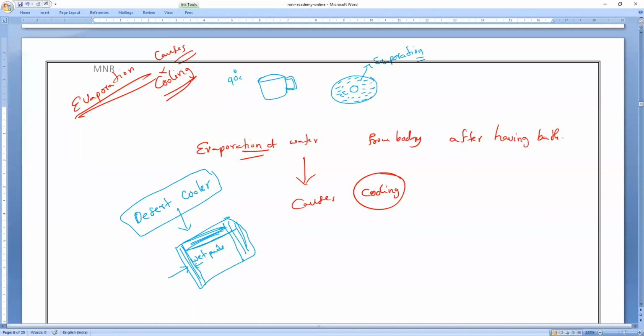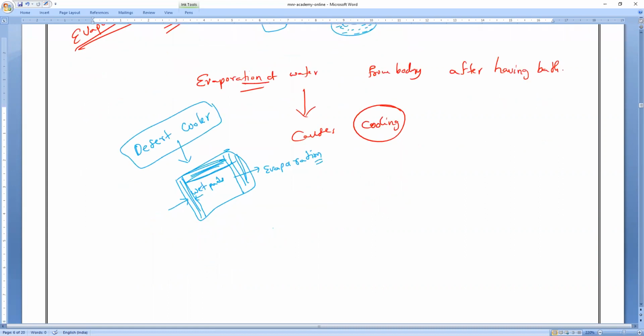wet pads, what will happen? Again, it will cause what, guys? Evaporation. Understood? So it takes the heat from the surroundings and we feel cool even in the hot season. That is the reason. Clear, guys? Yes. Next.